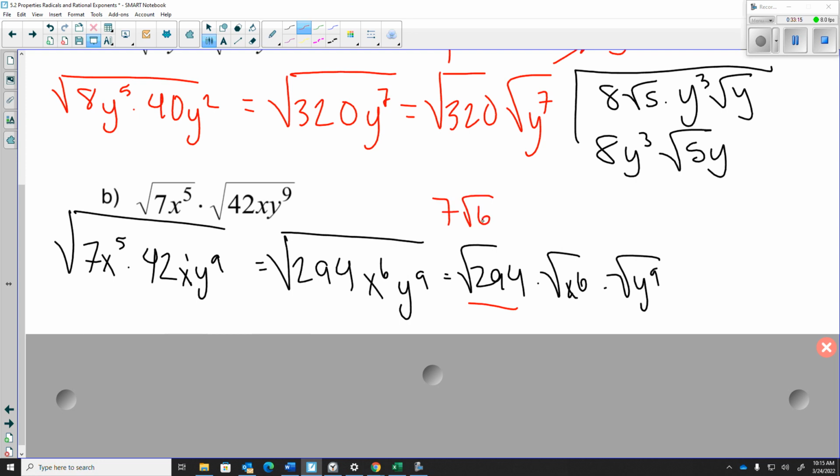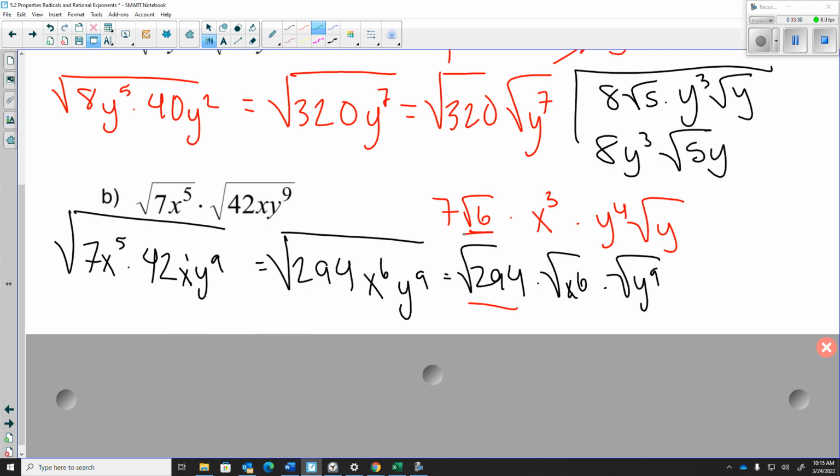How many times 2 going to 6? 3. And how many times 2 going to 9? 4, with a remainder of 1.